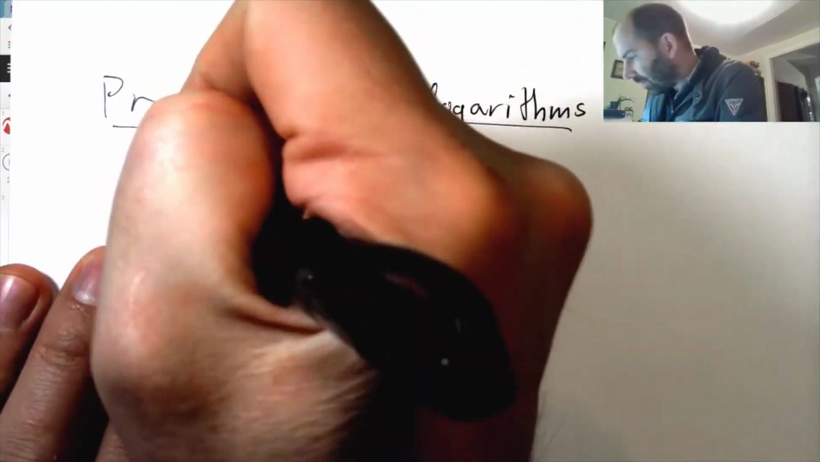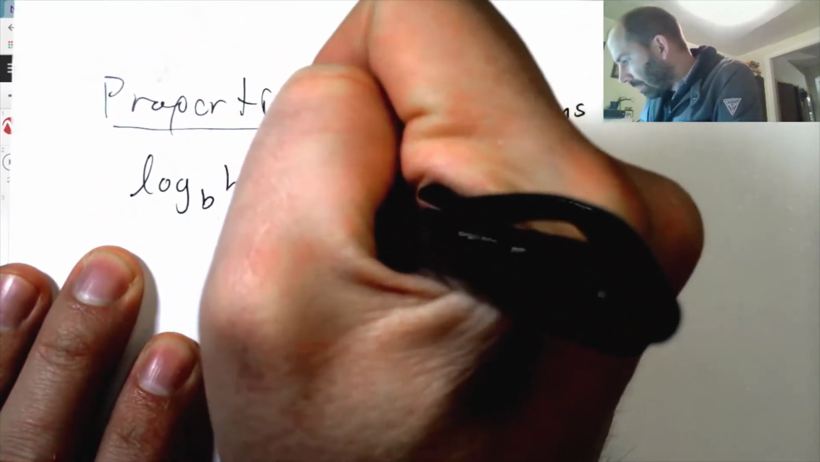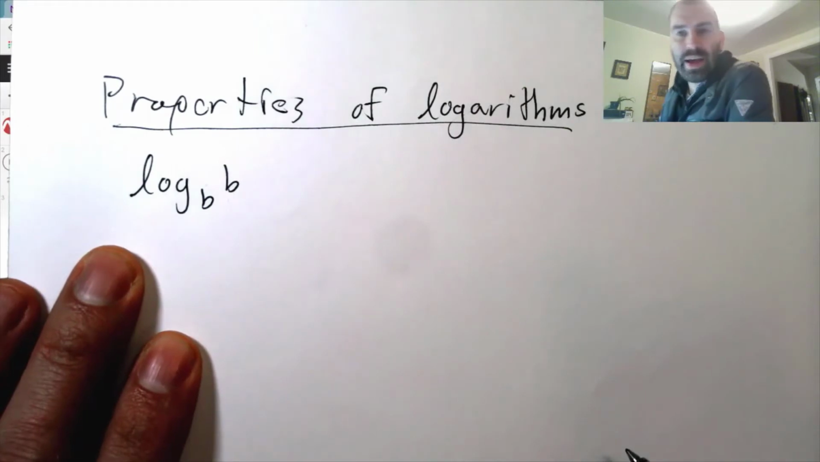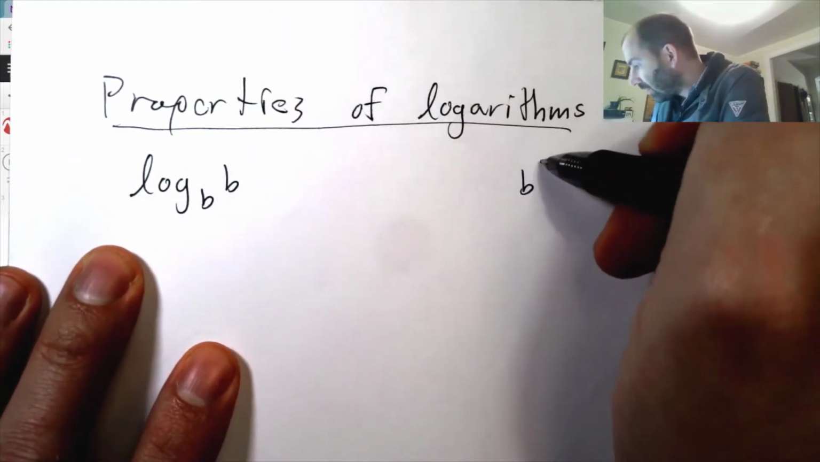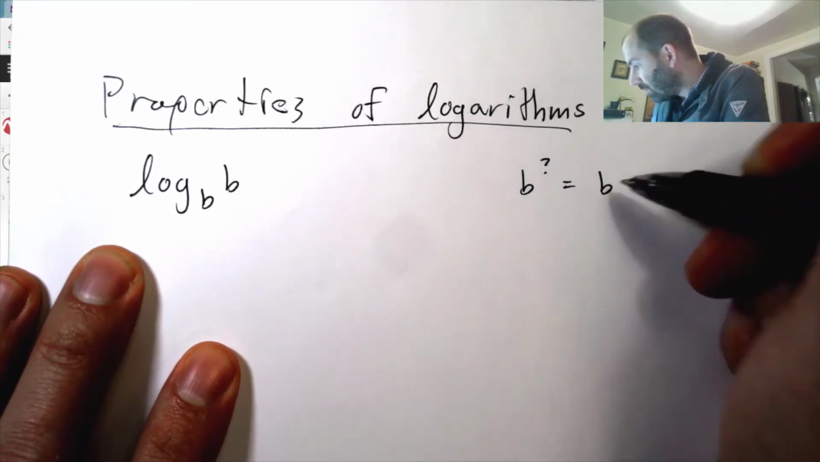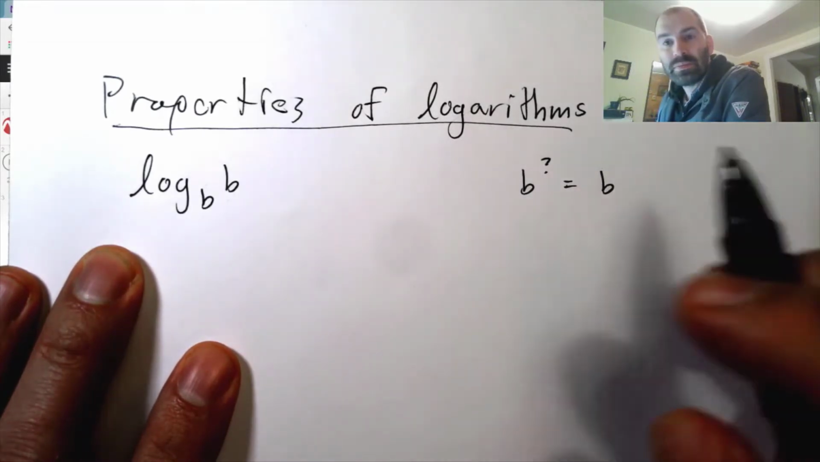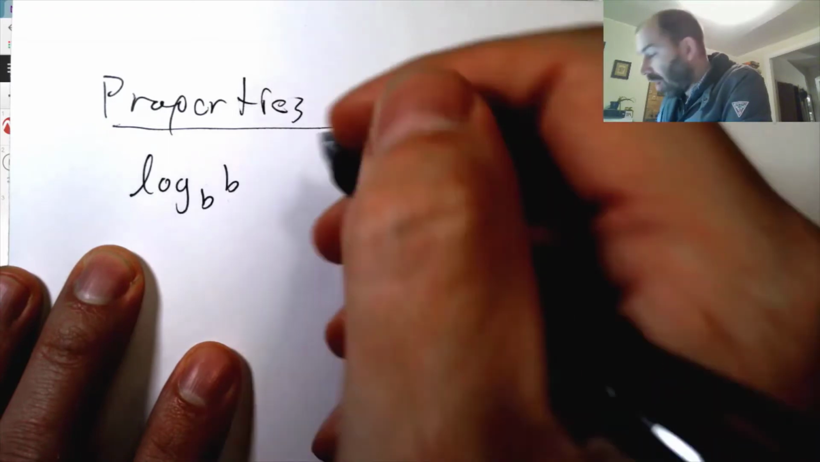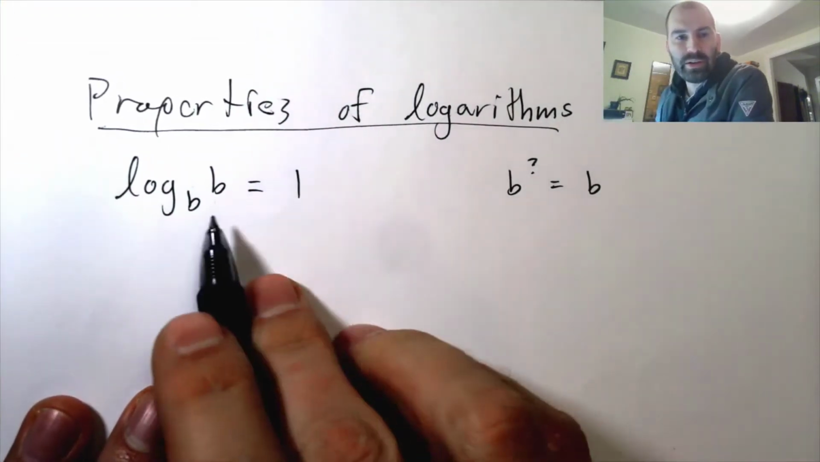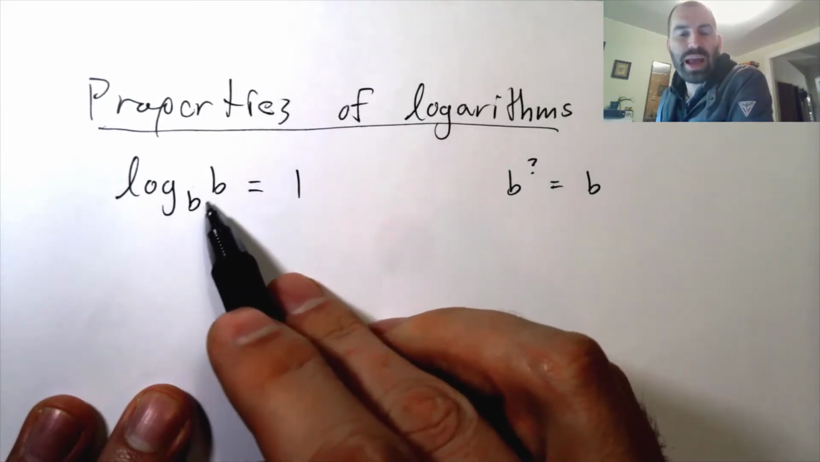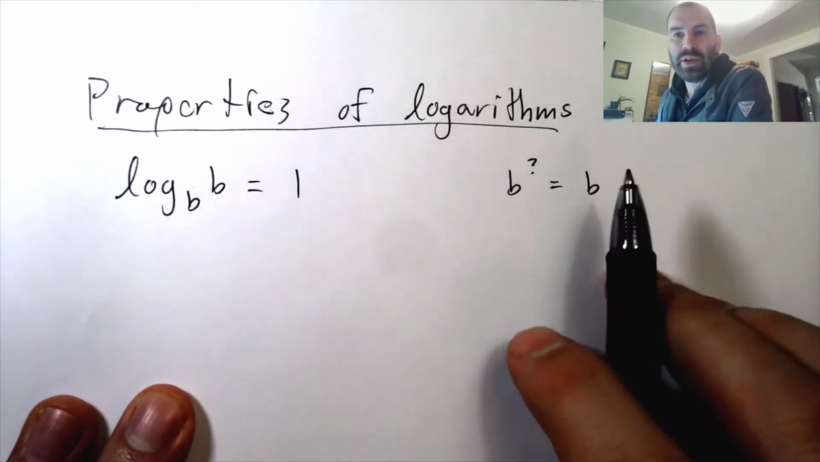We have log base b of b. What is that? Well, we know that it is the exponent on b that gives b. What do I raise b to get b? Well, it's 1. Bam! There's our first property right there. Log base b of b is 1. And that works for any positive b, right?